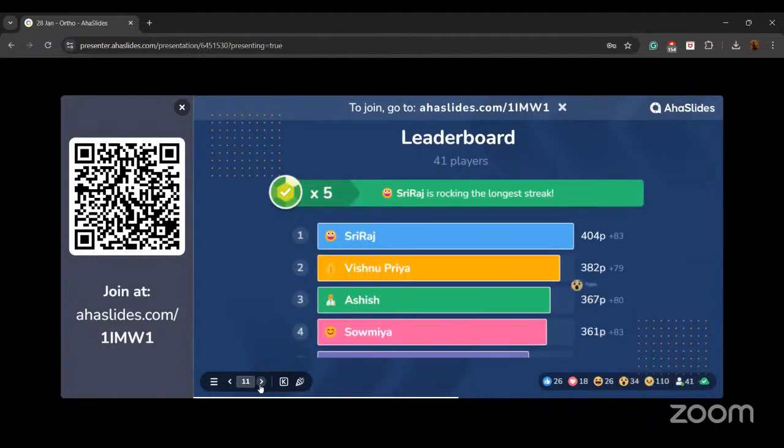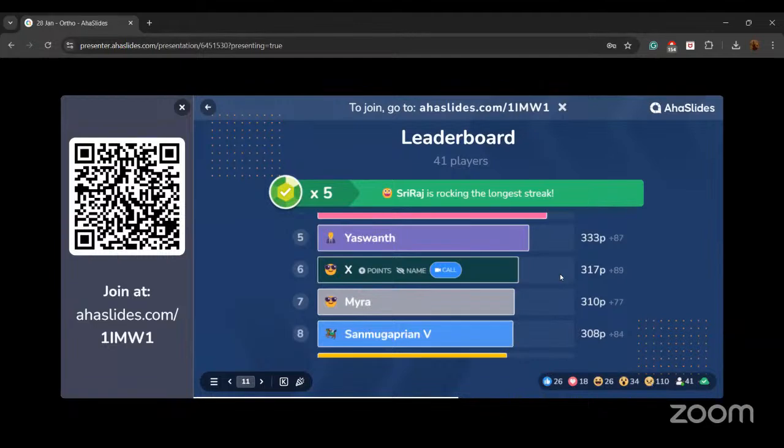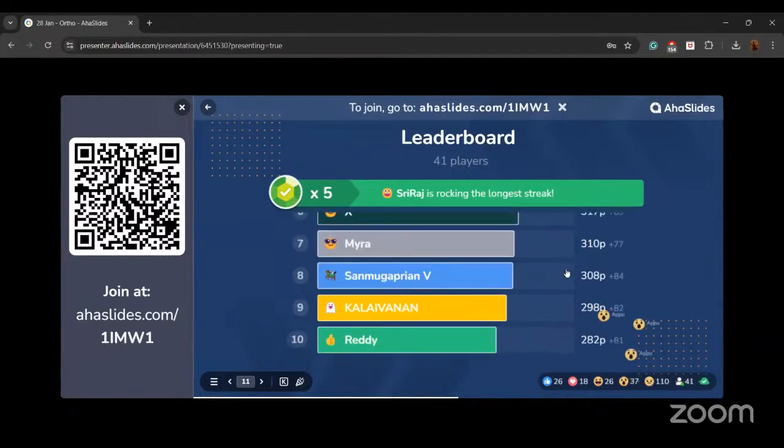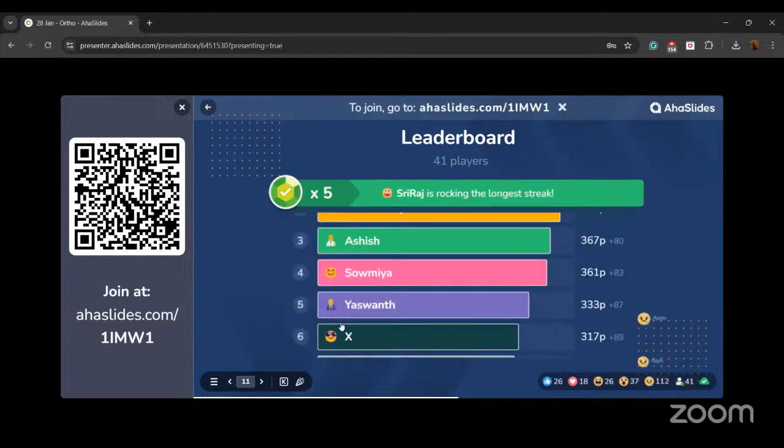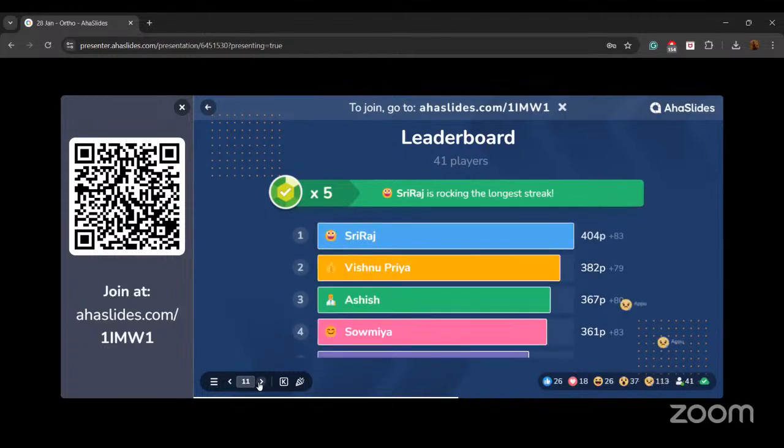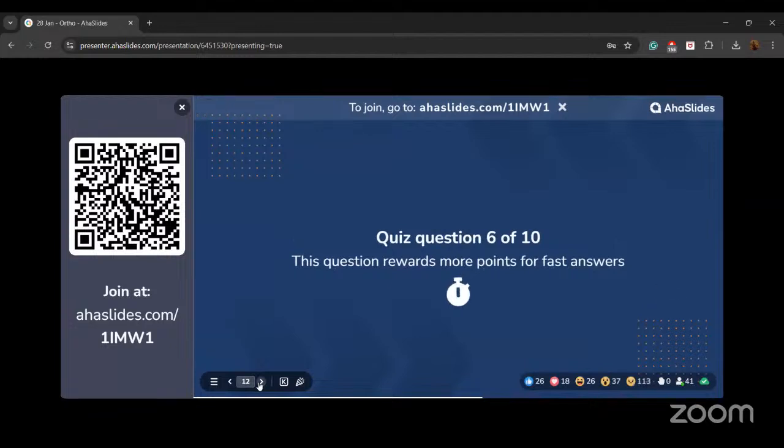Okay, not much changes now. We have Sriraj in the first place, second place Vishnu Priya, then followed by Ashish in the third place, then Soumya, Yashwant X, Myra, Shanmugapriyan, Kalaivanan, Reddy, Kavita, Ram, Krishna, Tanya. Okay, good going, guys. We'll move on to the sixth question.